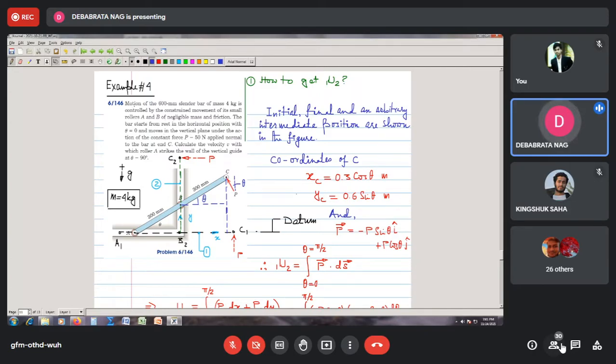দেখো কি বলছে, motion of the 600 millimeter slender bar. So this is a 600 millimeter slender bar of mass 4 kg, controlled by the constrained movement of its small rollers at A and B of negligible mass and friction. তার মানে এই রোলার গুলোকে তুমি পার্টিকেল হিসেবে কনসিডার করতে পারো। The bar starts from rest in the horizontal position.